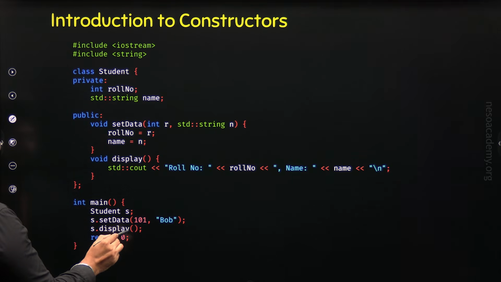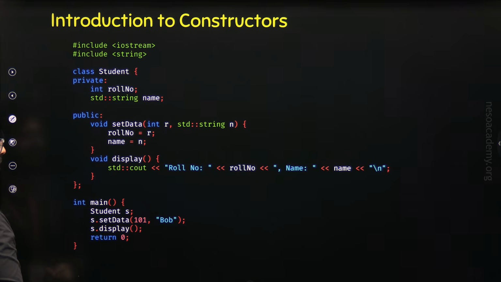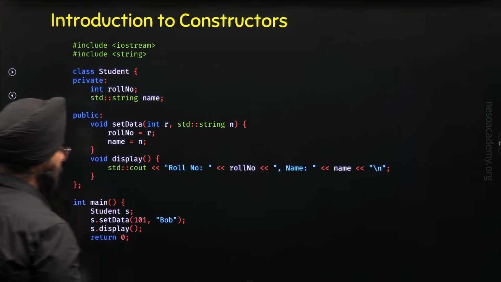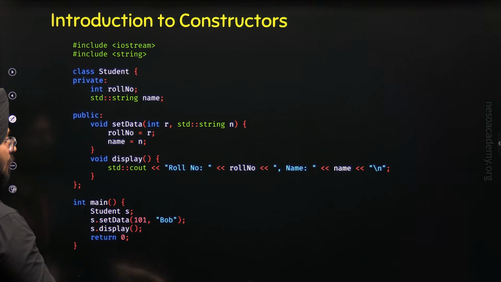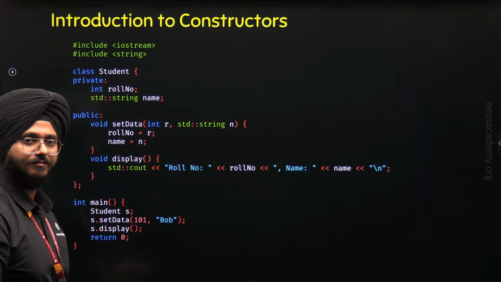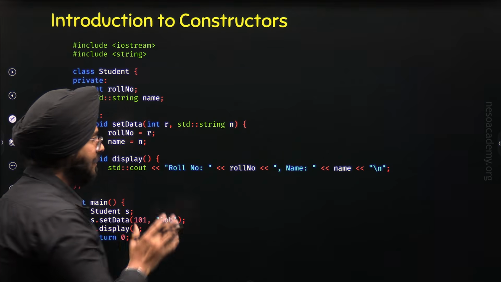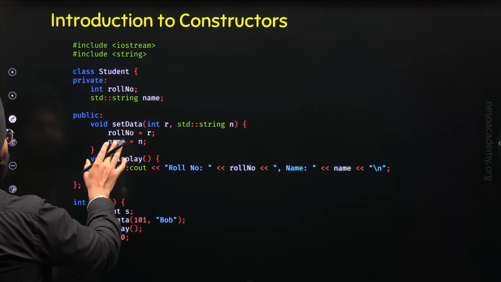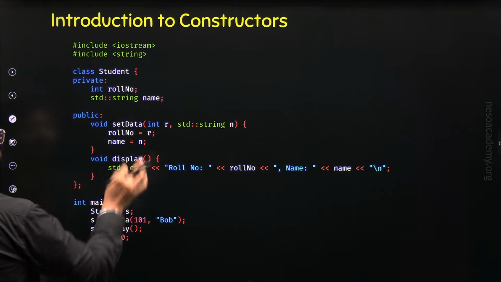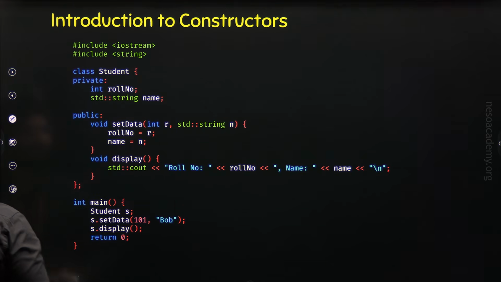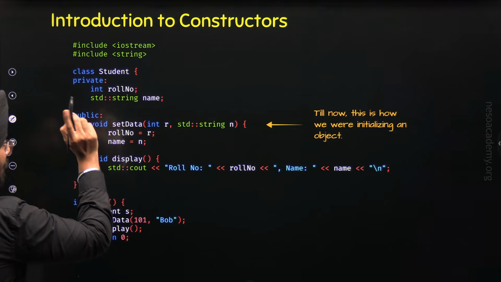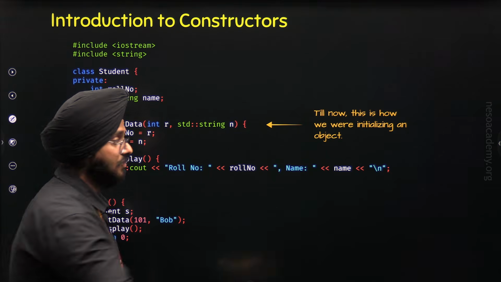Also, I am calling the display function through the S object. This means roll number will be replaced by 101 and name will be replaced by Bob. We will see the output roll number as 101 and name as Bob. I hope this is clear to you. Till now, we are setting the values of the private members via an object through a function, and that too a member function. This is what we were doing till now. This is how we were initializing an object, in other words. This is what I have mentioned here.